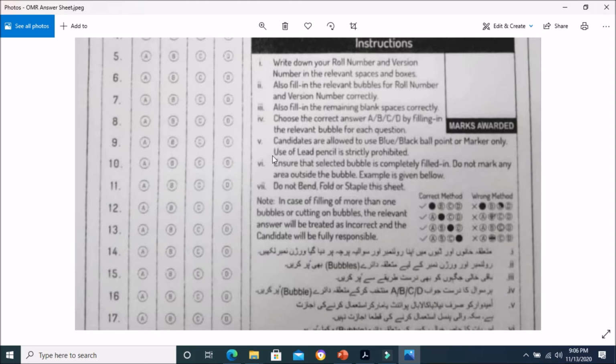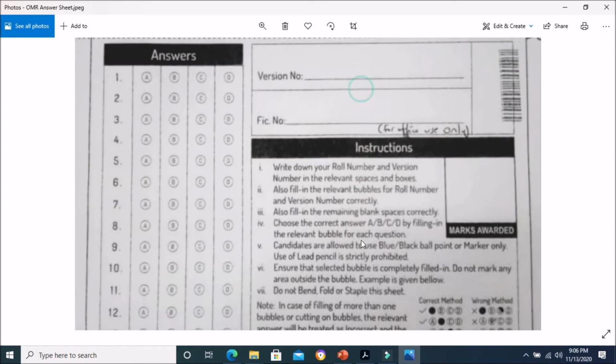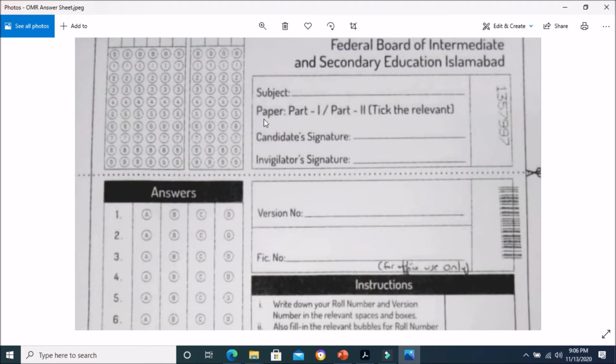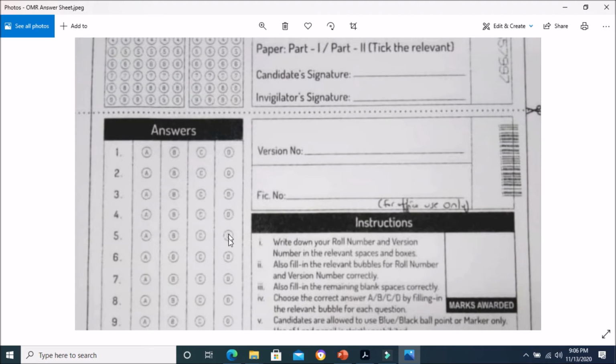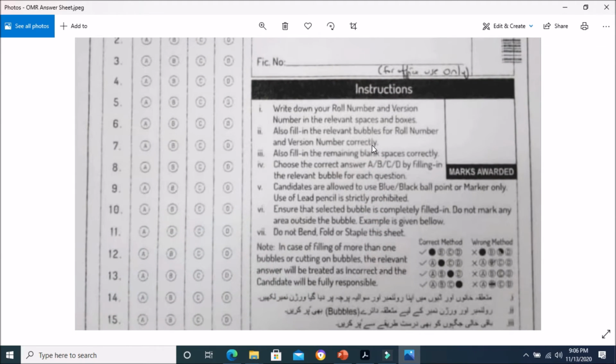Now come to the instructions again. Number 5 is very important. Candidates are allowed to use black or blue ballpoint or marker only. Use of lead pencil is strictly prohibited. Keep in mind that all this work that we are doing, writing the subject, ticking part 1 or part 2, putting your signature, writing your roll number and version number, and filling these bubbles, not only for the roll number and version number but also for the answers, you are going to do with a black or blue ballpoint or marker. You are not allowed to use any other type of pen or pencil.